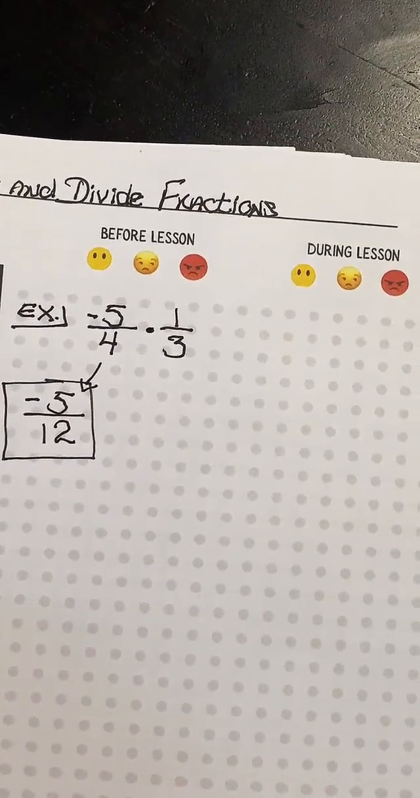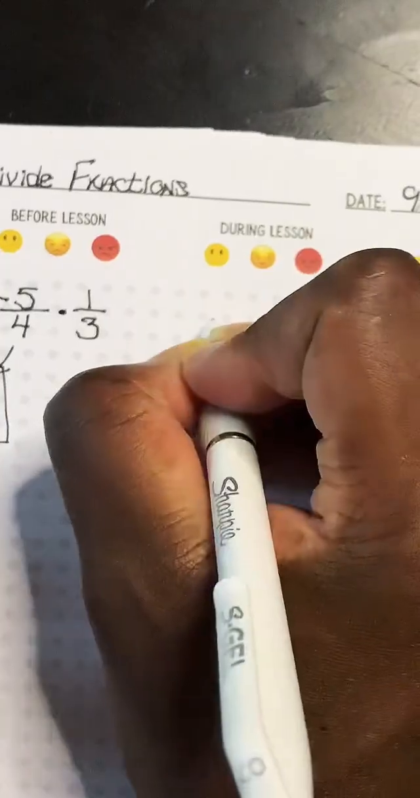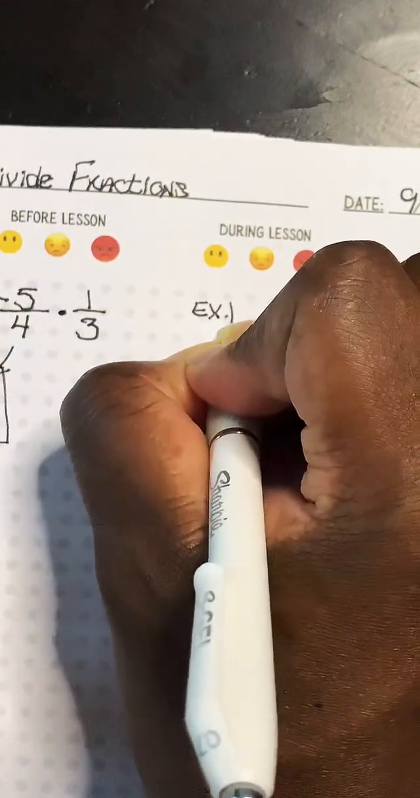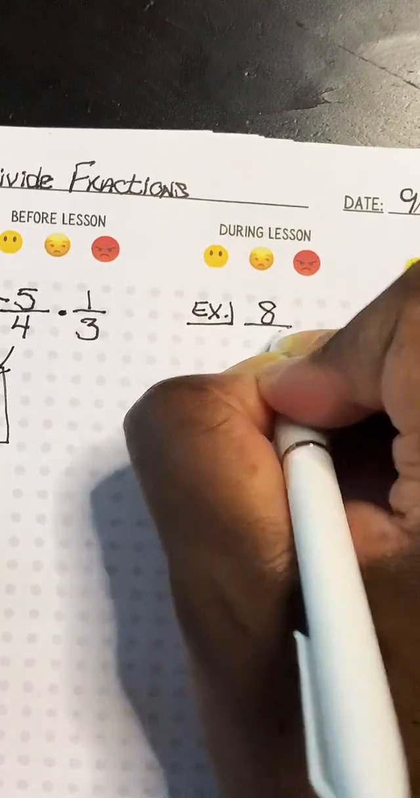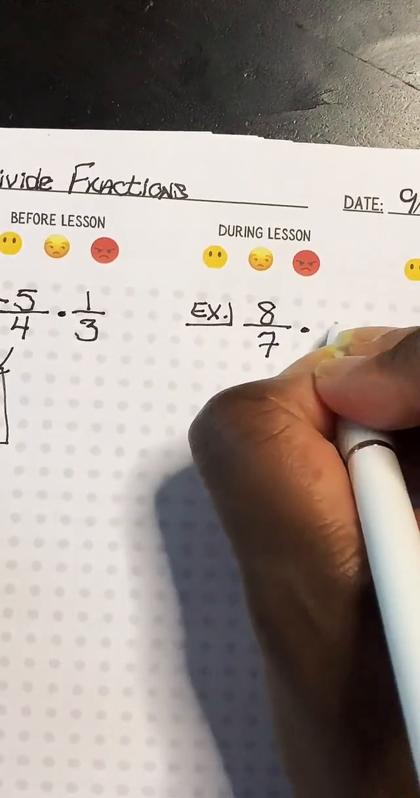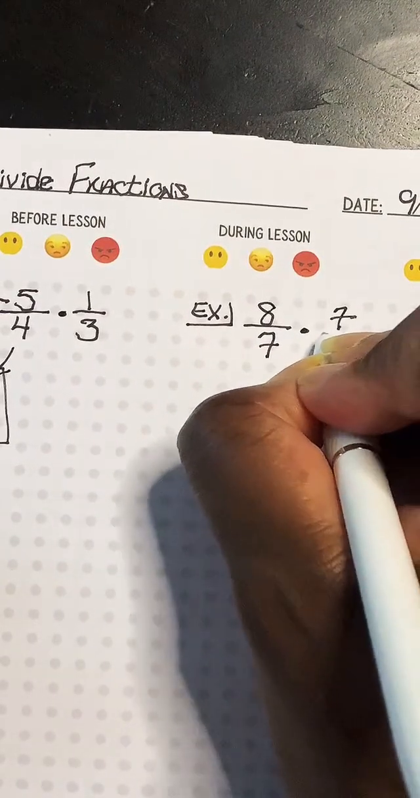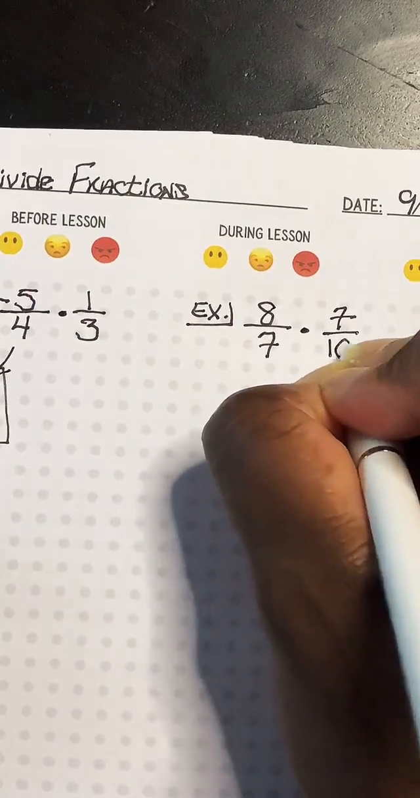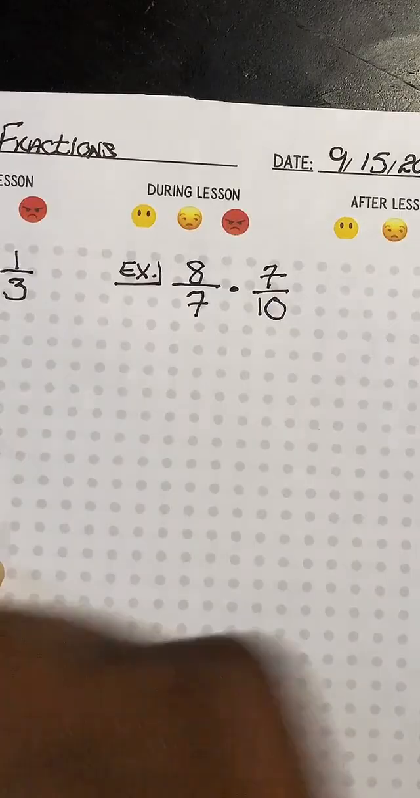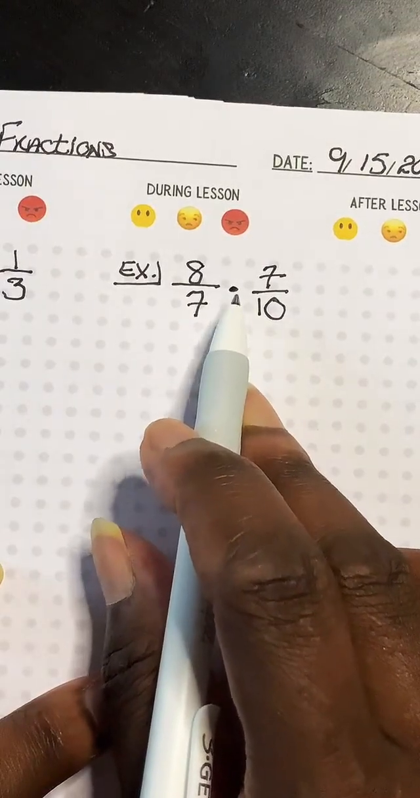Let's do this one. This is going to be kind of closely related. So if I had 8/7 times, notice I'm not using an x, because we don't want to use our x's. We just want to be done with that. But I'm not using an x for multiplication, okay?